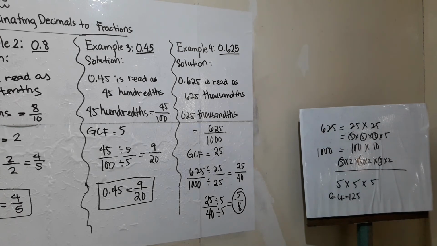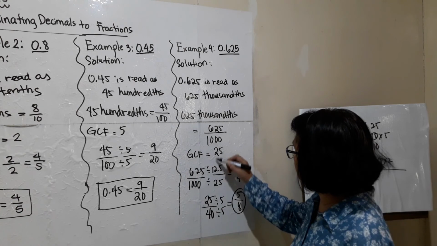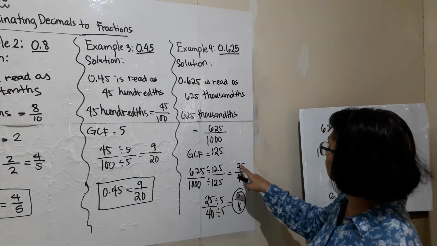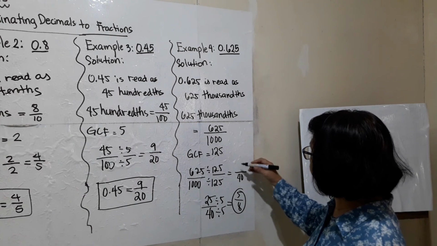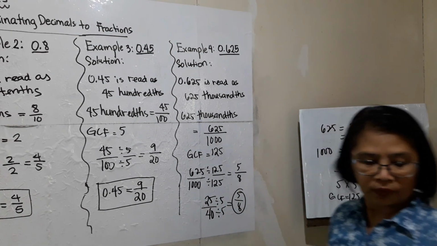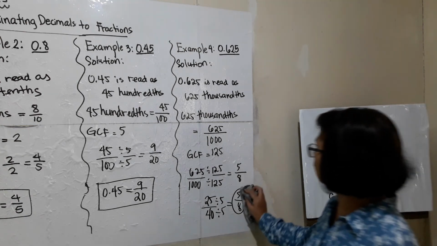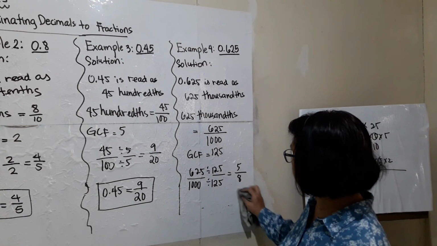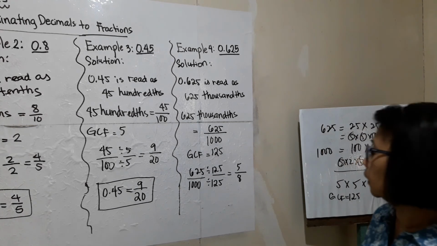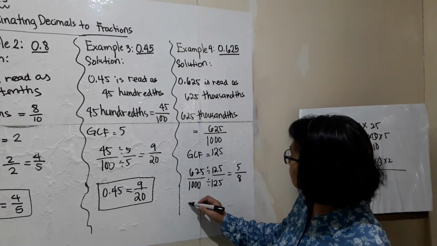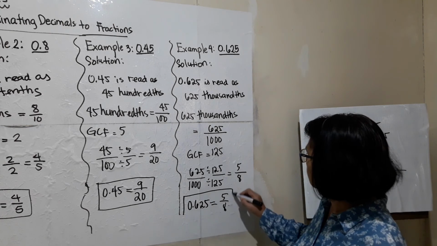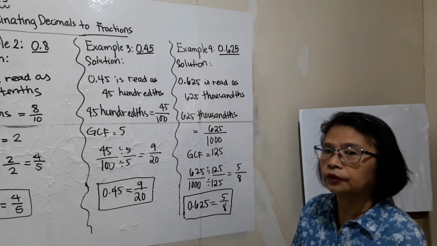Okay? So instead of using 25, we will use 125. So dividing 625 by 125, you have only 5. Then 1,000 divided by 125, you will have 8. So if the numbers involved in the fraction, the numerator and denominator, are big, do the process of finding the GCF, so you will be sure you will really arrive at the lowest term. So that 0.625 is equal to 5 over 8 in fraction. Lowest term.